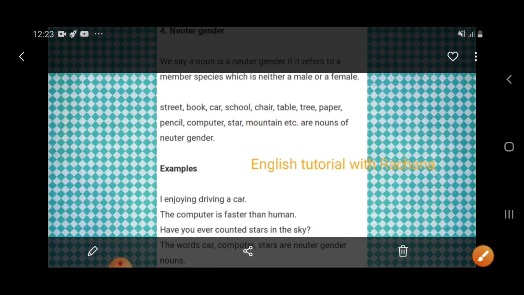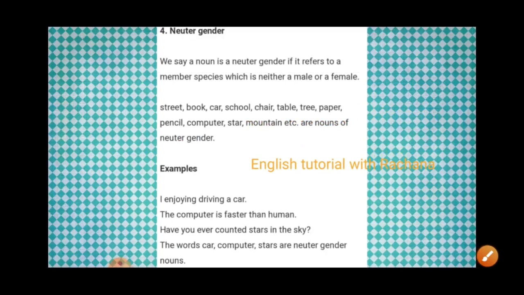Moving further, we'll understand the neuter gender. Now what is neuter gender? We say a noun is neuter gender if it refers to a member of a species which is neither male nor female. These are non-living things like street, book, car, school, chair, table, etc.